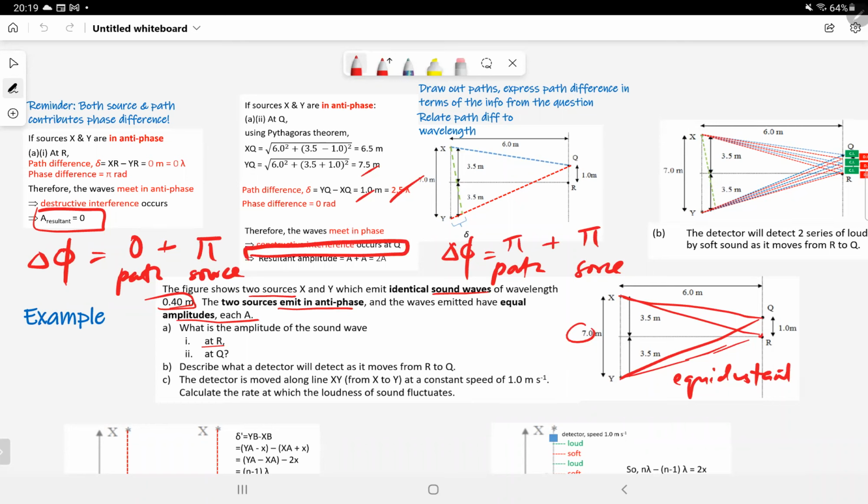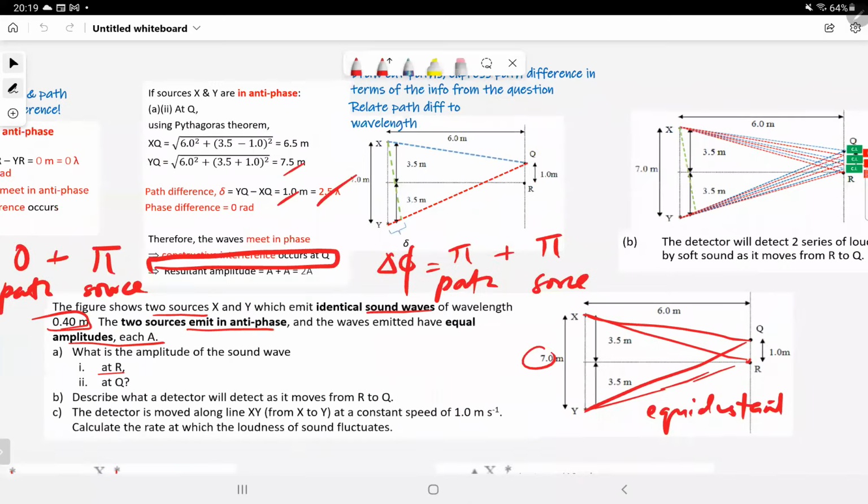With that, the next part they will ask you, a very popular question in this kind of scenario, is what the detector will detect when it moves from R to Q. Okay, so let's zoom in.